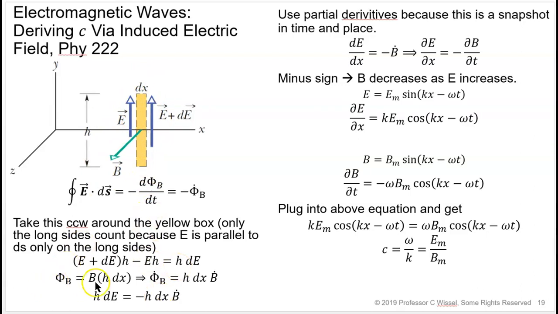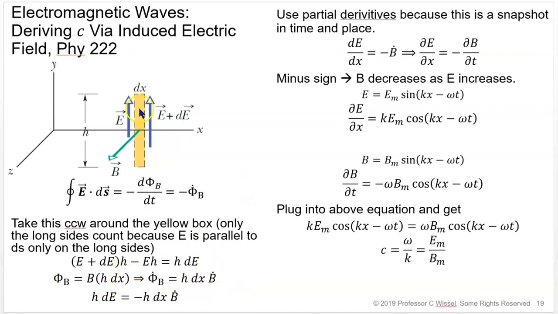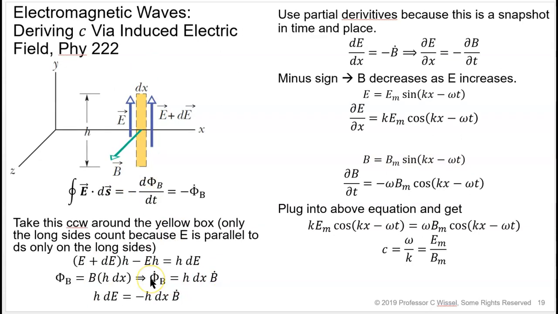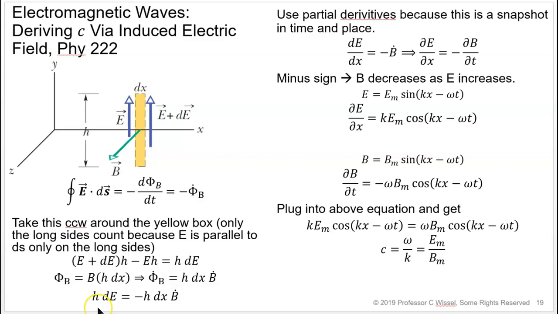So then we say that phi B equals B times H dx. That just comes from phi B is just B times A, and A is just this area here, which should be H dx. And then we can take the time derivative of that and say that phi B dot equals H dx B dot. So in other words, remember the dot is the derivative with respect to time. And then we can say that H dE equals minus H dx B dot.